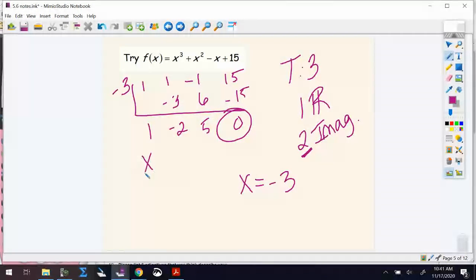Now, if you're wondering about what's left, we're left with an x squared minus 2x plus 5. That's where the imaginary comes in. 2 imaginary, 2 because it's a power of 2. That is the part that you'll never actually see on your graph.